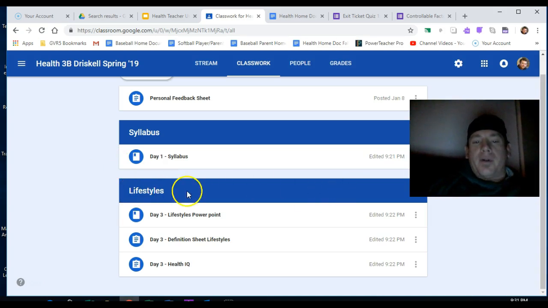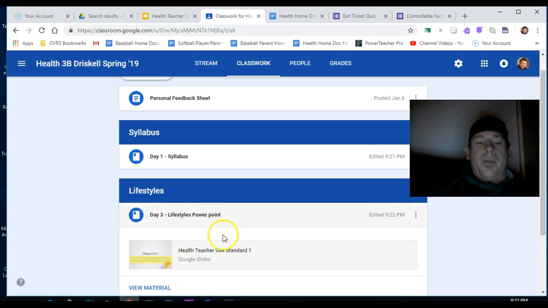And then below that, you'll start seeing our units, and I will adjust these up and down. Currently lifestyles is at the top, but our next unit is life skills, so that will show up on the top next. I'll adjust that down as we continue on. Just below that are some of the assignments we start off with, and I'll always list the day. Today's class is day 3, and I've got the PowerPoint that we'll be going through in a minute, and the definition sheet, and I'll open both of those up.